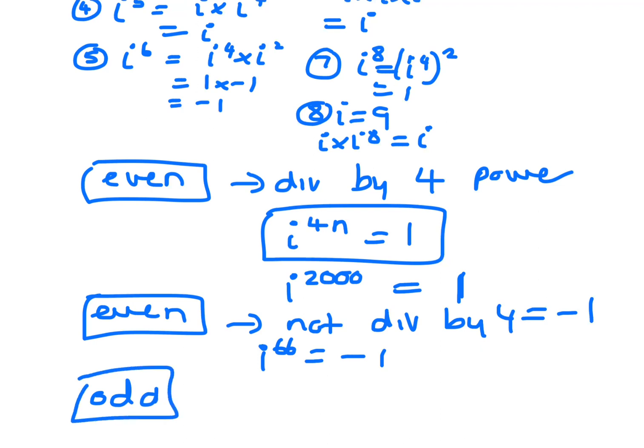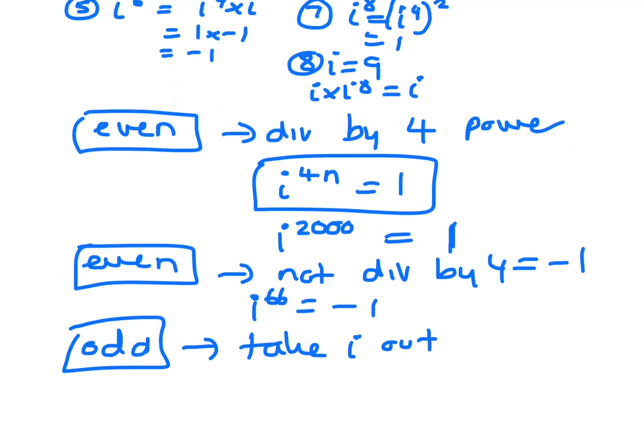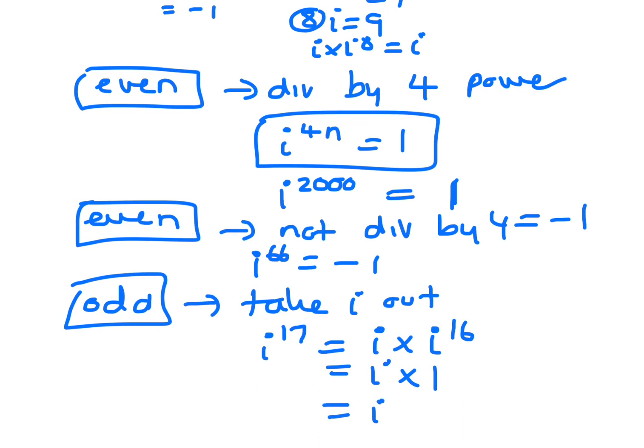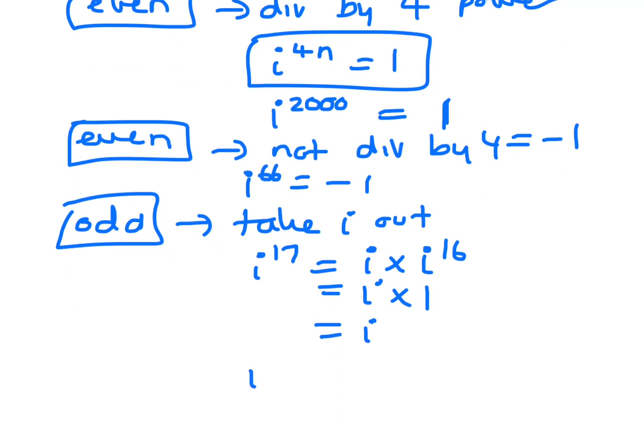If you had an odd power, then what you need to do is take the i out of it, and then you have to just see, is it divisible by 4 or not divisible by 4? So let's just say it was 17. That would be i times i to the 16. 16 is divisible by 4, so that would be 1.